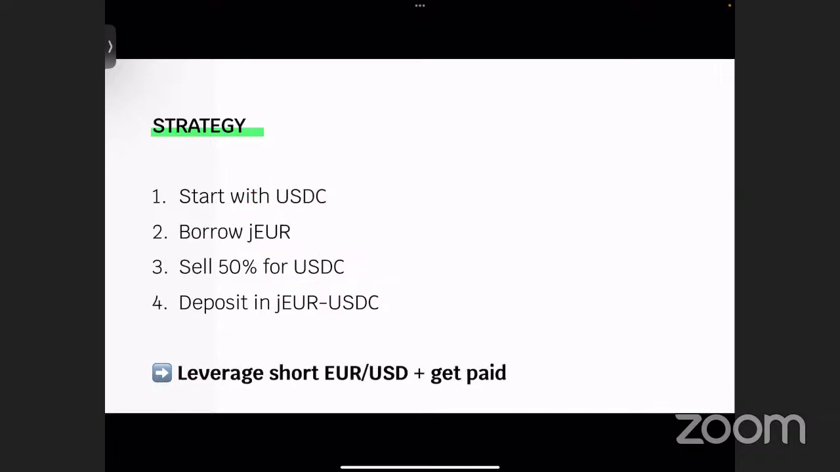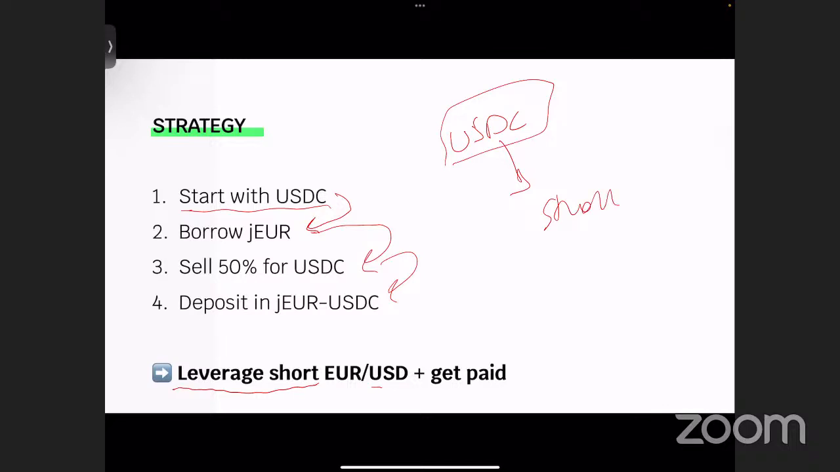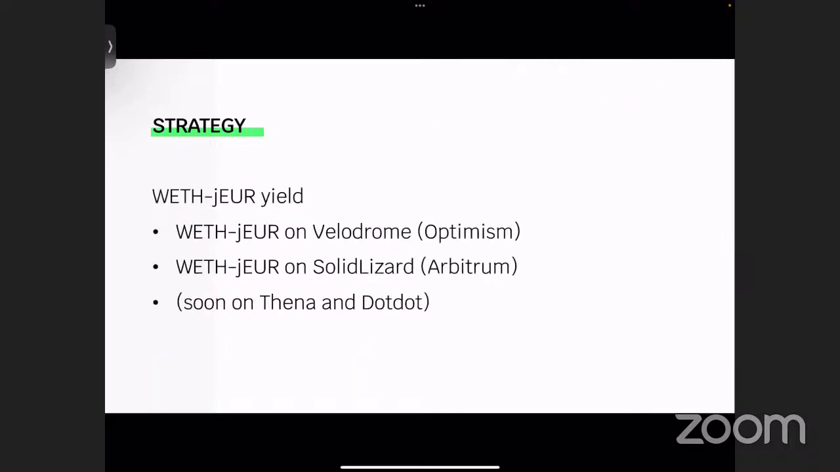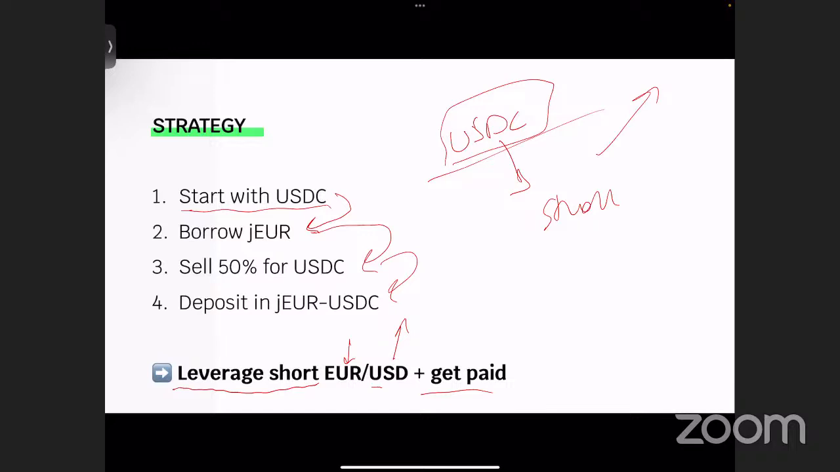You can also do a bit more complicated things. You start with USDC, you borrow JEuro, you sell half of the JEuro for USDC, and you deposit them in the JEuro pool. What you have done is a leveraged short on euro dollar. Why leverage? Because you have your USDC and you leverage from the USDC to shorts. So you keep a USD exposure and you think that the dollar will go up. So basically, here you buy more dollar. So you are short euro, long dollar, and you are paid for that. And there is no leveraged long because unfortunately for now, but it will change soon, you can't borrow USD with a JEuro collateral.